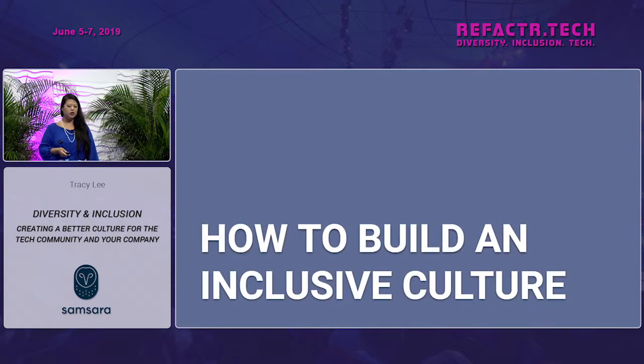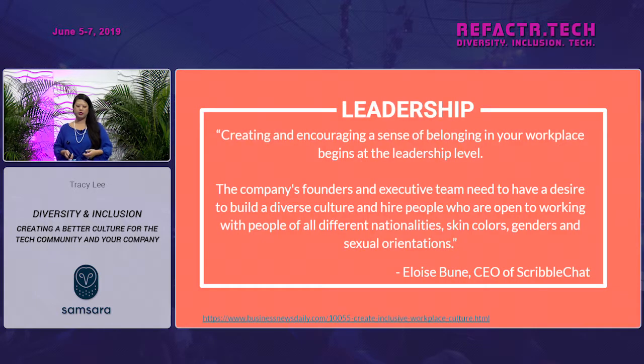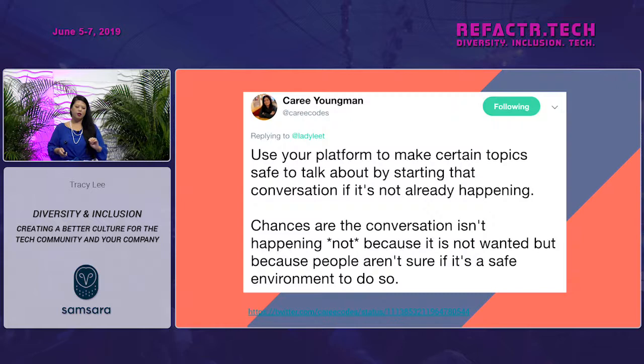So I talked a lot about companies, I talked a lot about things that other companies are doing, but let's talk about how to actually build an inclusive culture within your organizations. So it starts off with leadership, right? If you create and encourage a sense of belonging in your workplace, it begins at that leadership level. The founders and executive teams need to have a desire to build a diverse culture and hire people who are open to working with people of all different nationalities, skin colors, genders, sexual orientations, etc.